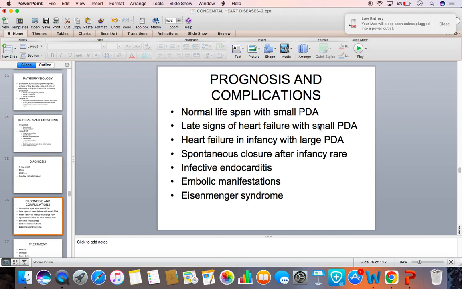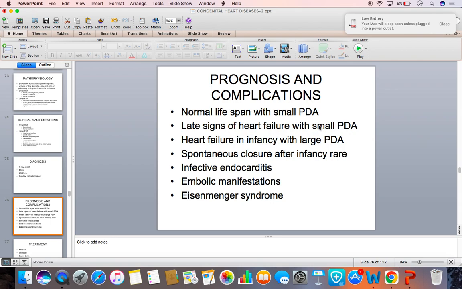Well, so what are the complications? Normal lifespan with small PDA. Late signs of heart failure with small PDA. Heart failure in infancy with large PDA, with the resolution of the pulmonary vascular resistance. Spontaneous closure is unlikely, right? Even after infancy. There is risk of infective endarteritis.